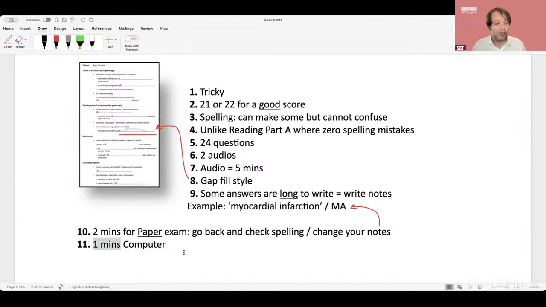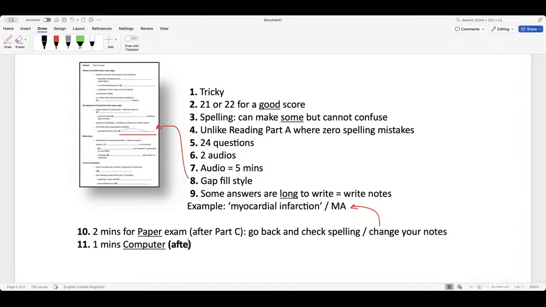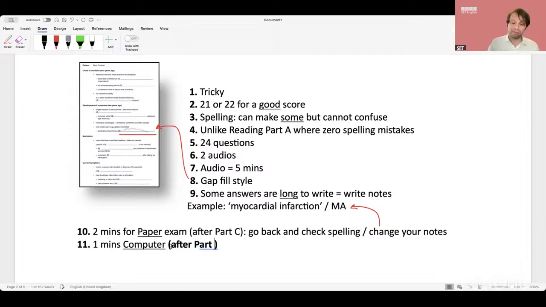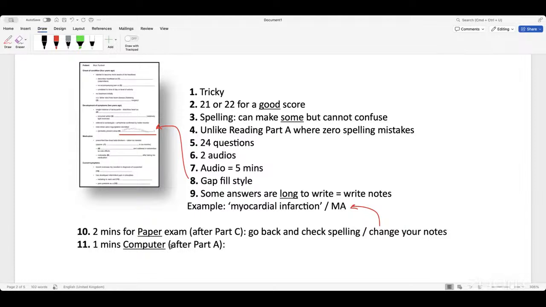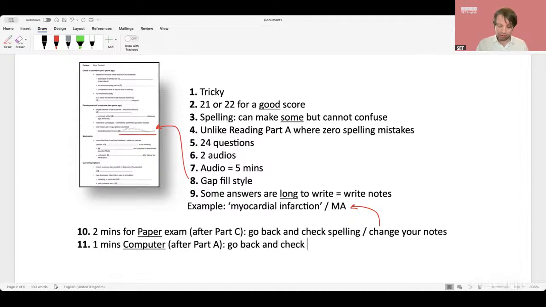Okay, very nice. In the paper exam, it is after part C. In the computer exam, when do we get 1 minute to check? It's not at the end of the test. What did I say, guys? After part A. So if you're doing the computer test, after part A, you get 1 minute. And then, again, go back, check spelling, guys. And again, you can change your notes as well if you want, if you can still type. You could type MA. It's the same for computer. Okay, I think that's everything I said.